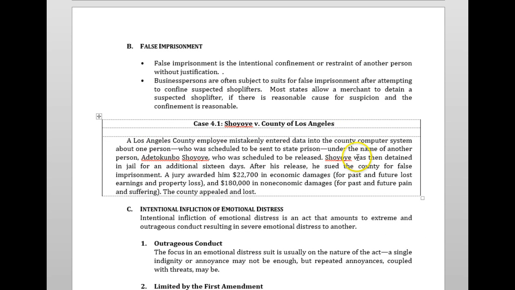Here's a situation, though, where it is the county that is actually being sued for false imprisonment. There was a gentleman that was arrested, and he was scheduled to be released, but somehow somebody from the county put papers for somebody else in his stack that said he must be held. And he was held for an extra, I think, 16 days. Nobody would listen to him, and nobody would check into what he was saying, that he was not that person. He ended up getting damages of $22,700, and also non-economic damages of $180,000. They appealed it, and they lost because it was very obvious that he was not that person, and they falsely imprisoned him. So that was a tort that actually was against a county.